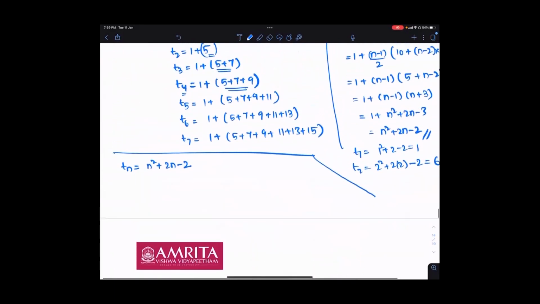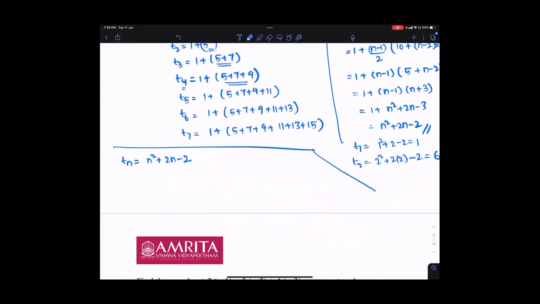Whenever you have a sequence which is neither in AP nor in GP, but you are asked to find the sum of n terms, you write the nth term of that sequence first. Now here the nth term of the sequence is like this. Now write the rth term. N can be replaced by R. And what is the sum of first n terms? Sigma TR, R equals 1 to N, which is sigma of R square plus 2R minus 2, which is sigma R square plus 2 times sigma R.